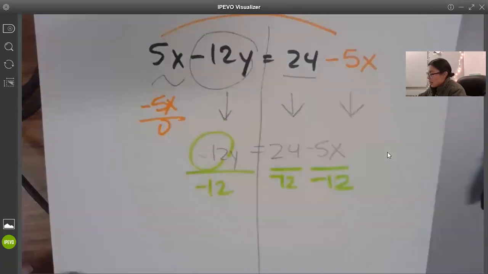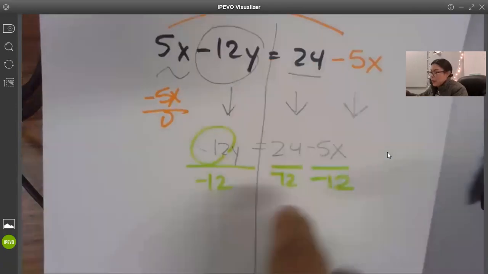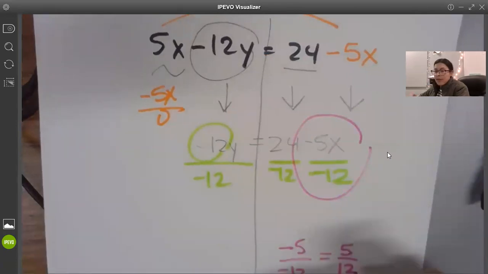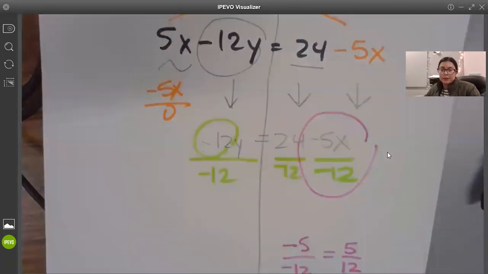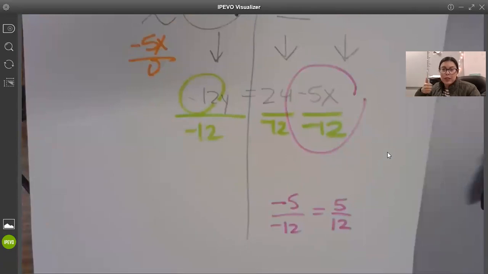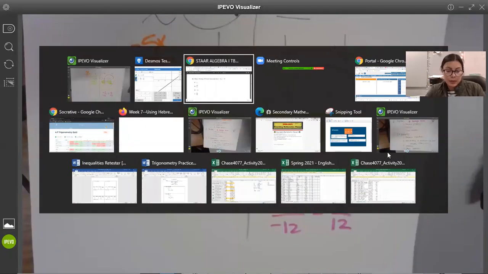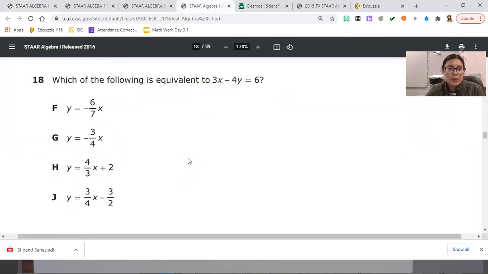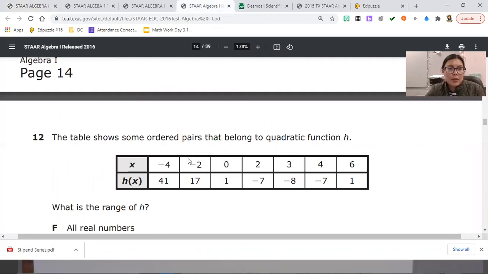Okay, so this is my slope, the one that has the x, of -5 over -12, which simplifies to a positive 5/12. Good job if you did this correctly. Now, sometimes they ask you to solve. Let me show you that one. And then you'll have an opportunity to practice.